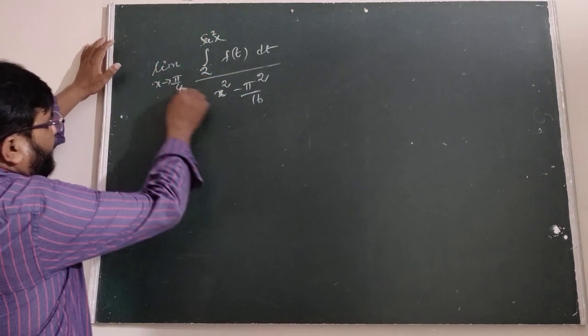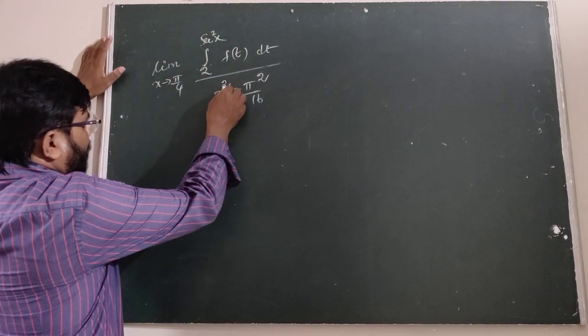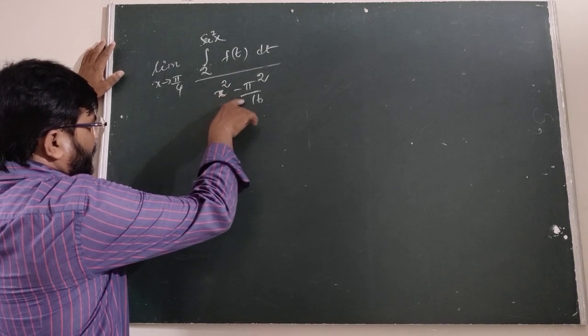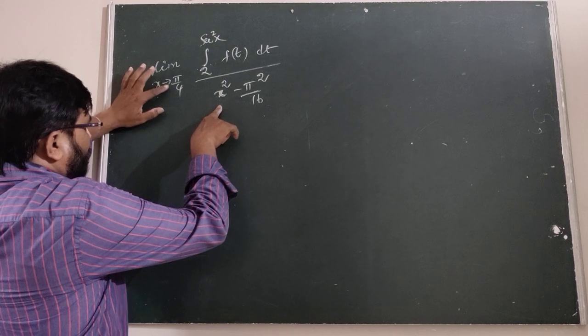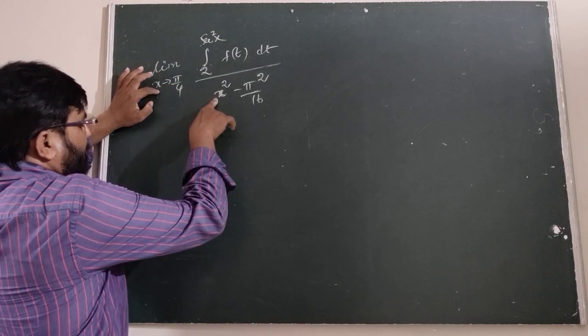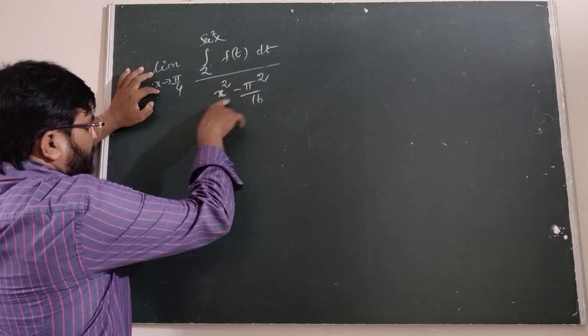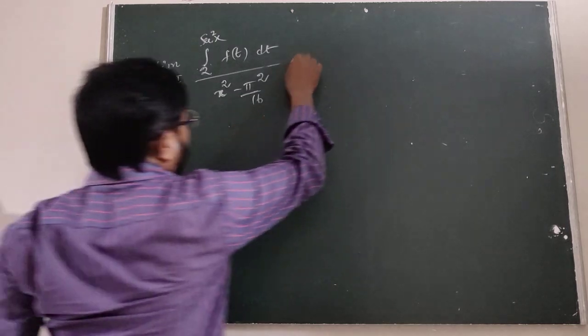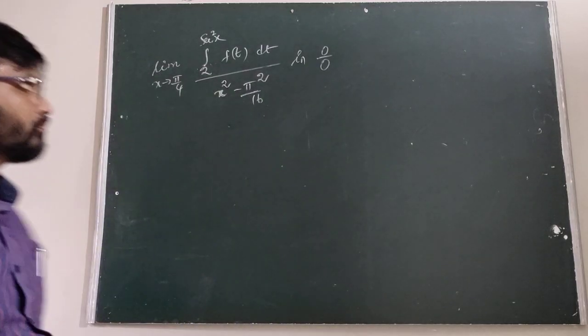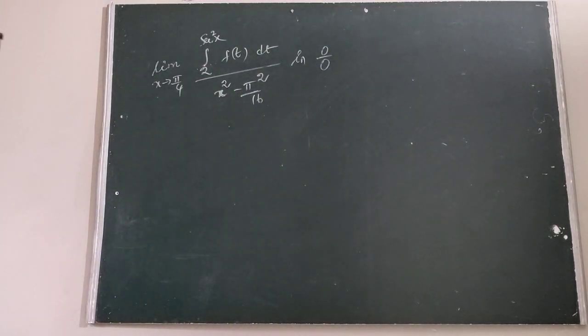Now when we take x equal to pi by 4, pi square by 16, so this is 0. Therefore 0 minus pi square by 16, substituting x equal to 45, pi square by 16. These two cancel. Therefore it is in the form of 0 by 0.